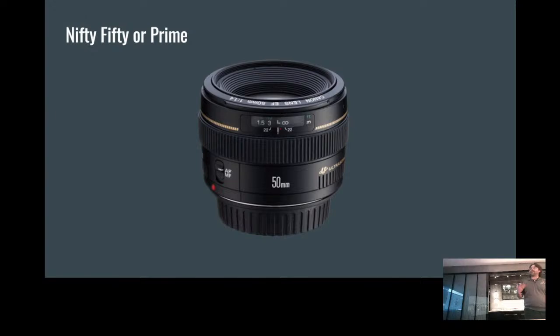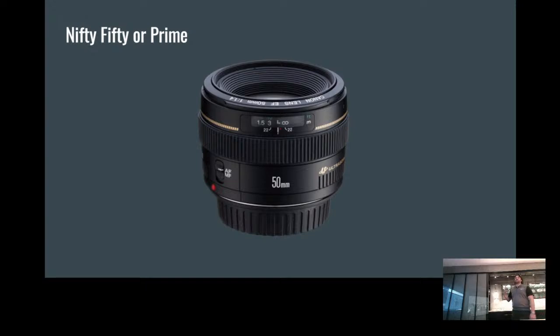We can blur the background out really nicely, separate the foreground from the background, and take a perfect portrait with no distortion and no compression. It's a great lens. You'll see lenses like this in 35. You'll see lenses like this in 75, 85. You might even see a 105.